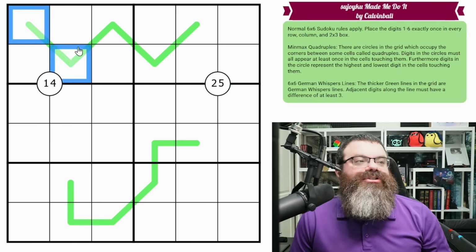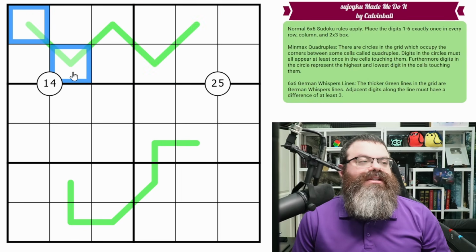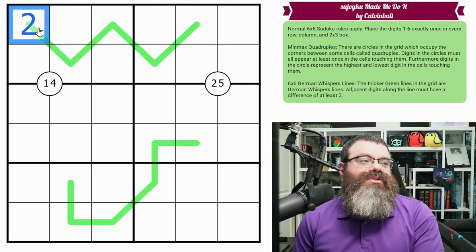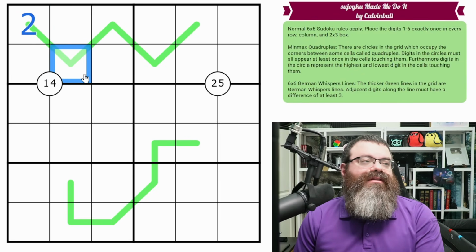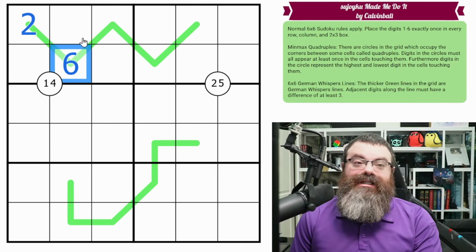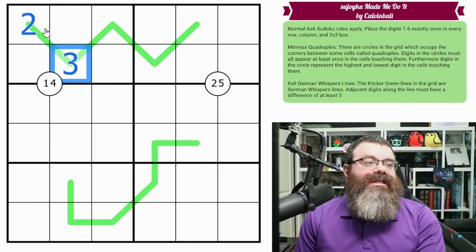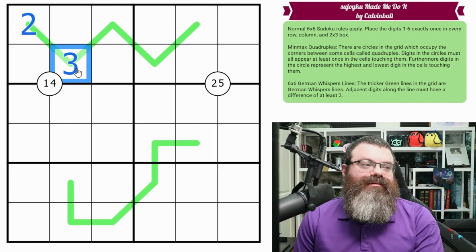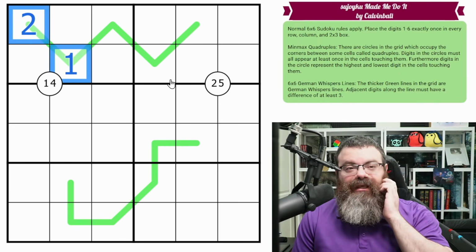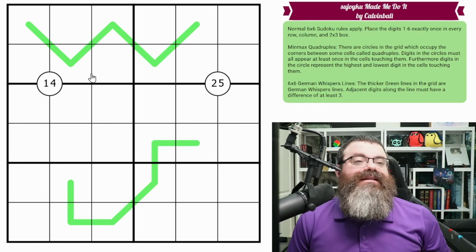We also have German whisper lines. The way these work is adjacent digits on the line have to have a difference of at least 3. So if this was 2, then this is adjacent to it on the line, just the next cell on the line. And it could be a 5 because that's a difference of 3, or a 6 because that's a difference of 4, which is still at least 3. What we can't do is like 2 3, that has a difference of 1, or 2 4, that has a difference of 2, or 2 1, that is a difference of 1. So that is how German whisper lines work.